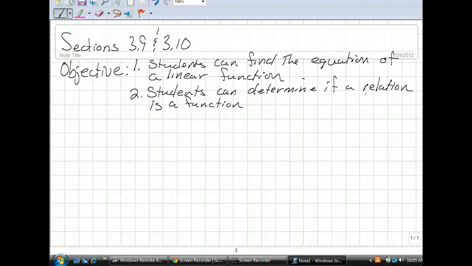Today we are doing section 3.9 and section 3.10. Our objectives today: for 3.9, students can find the equation of a linear function, and for 3.10, students can determine if a relation is a function. So first of all, what is a linear function?